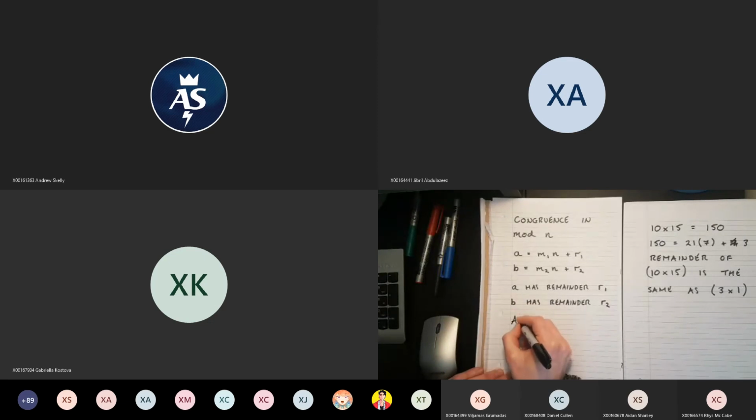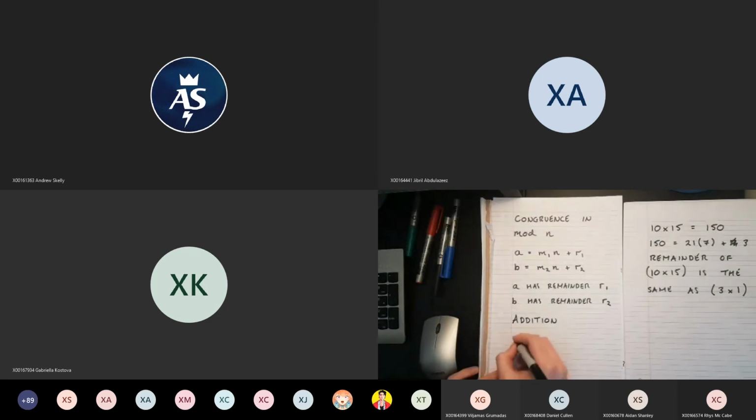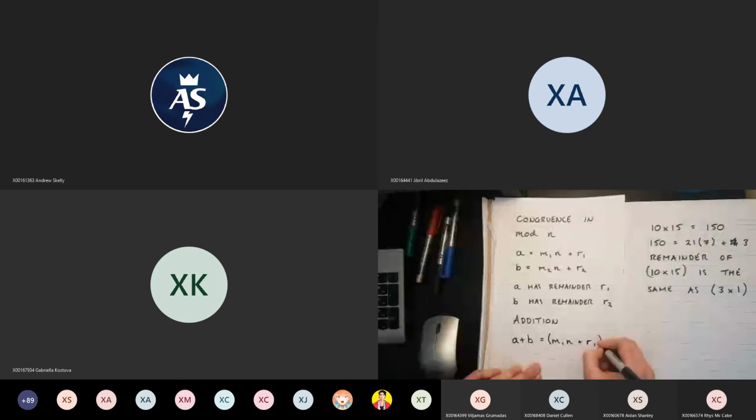Okay, addition is a fairly simple operation, or at least something that we're all reasonably familiar with. So if I take a plus b, what do I have? Well, then I have m1 n plus r1, that's my a, and to that I have to add on m2 n plus r2, like that.